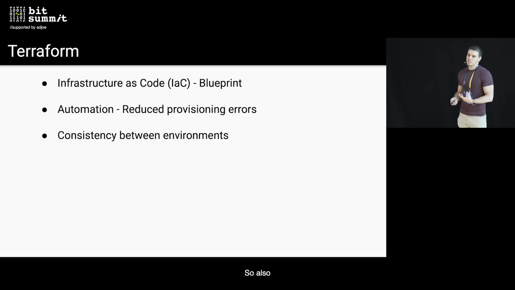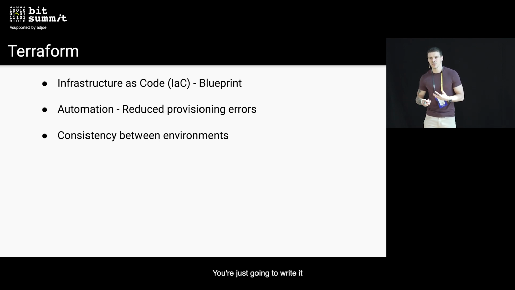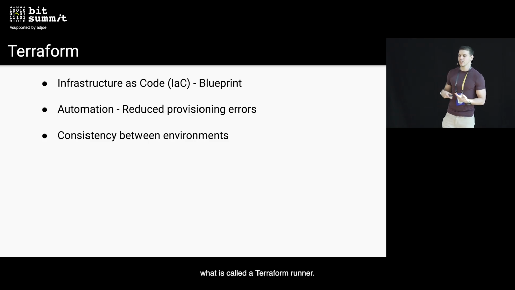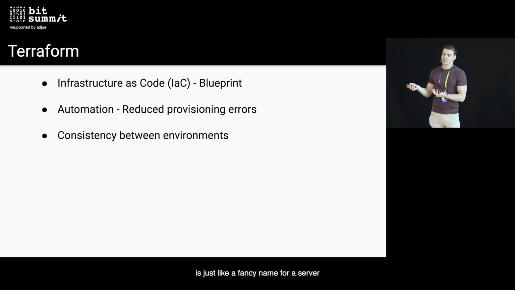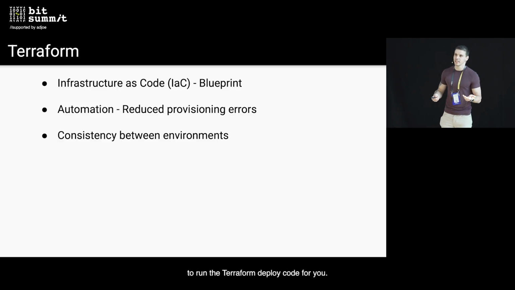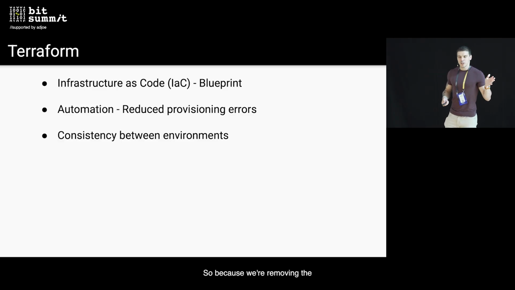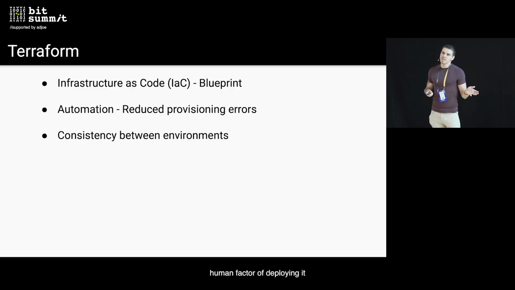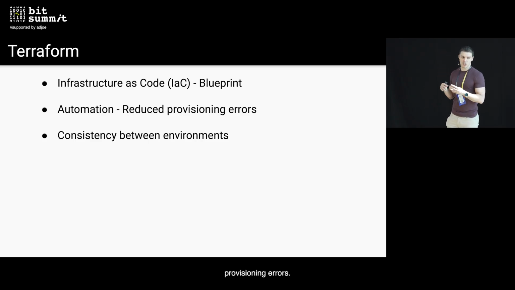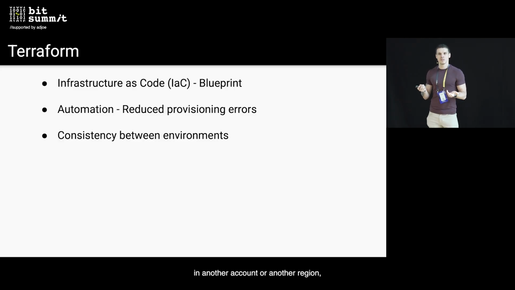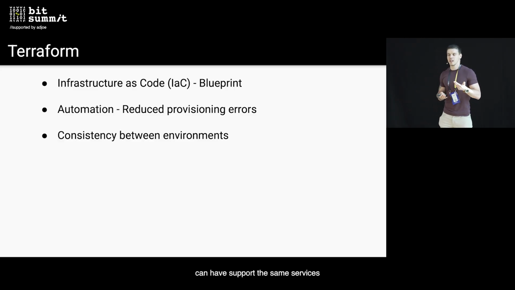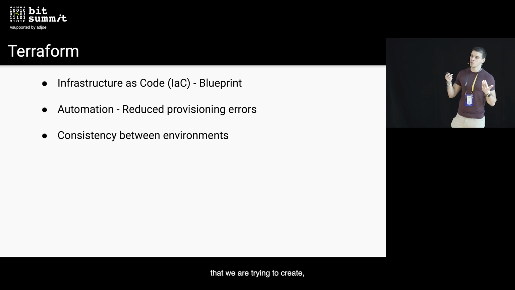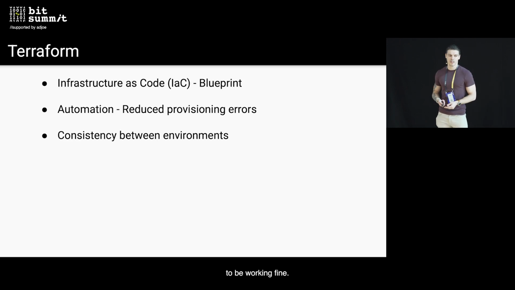So also with Terraform now, because of how it works, you're not going to click around anymore. You're just going to write it, and you deploy it using what is called a Terraform runner. A Terraform runner is just a fancy name for a server that's going to run the Terraform deploy code for you. Because we're removing the human factor of deploying it in repetitive work, we are going to have reduced provisioning errors. At the same time, we also have consistency between environments, because if I want to deploy this in another account or another region, as long as the region can support the same services that we are trying to create, then everything is going to be working fine.